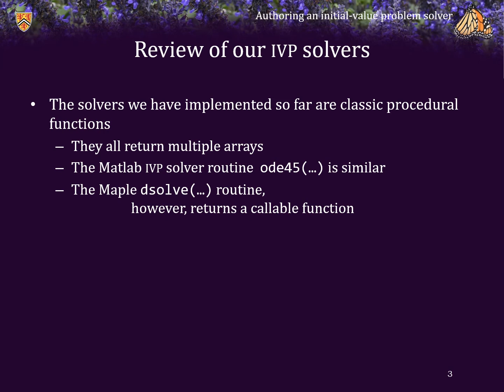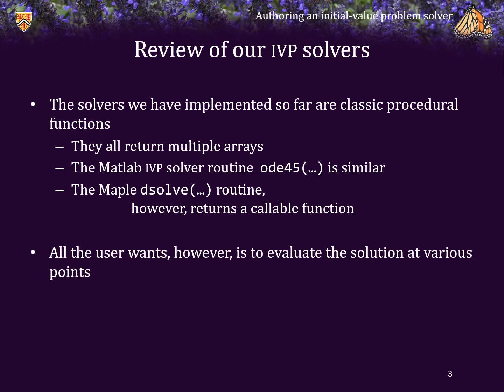On the other hand, Maple's dsolve numeric routine does not return an array of data. Instead, it returns a callable function, and all you do is pass it the t-value you want the approximation at, and then it will return the value at that point. And that's sort of actually all the user wants. Hey, I've got this initial value problem. I'd like to find out what the value of the solution is at t equals 1.3 or t equals 7.9.